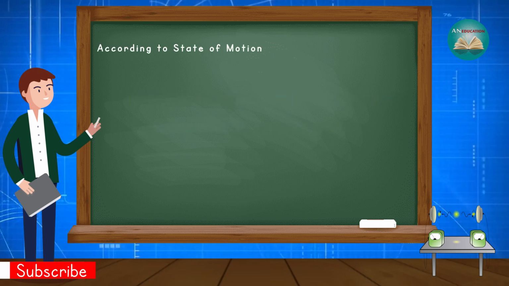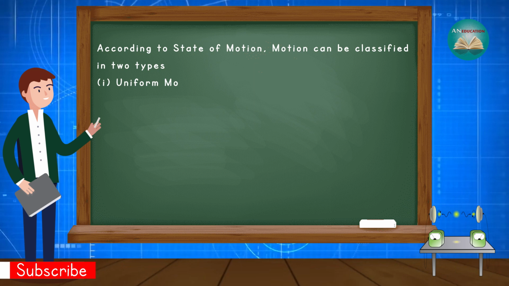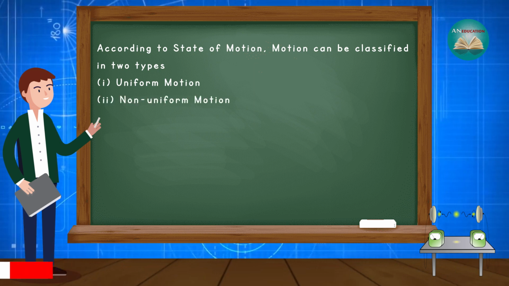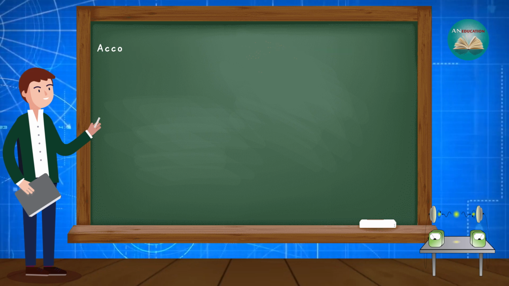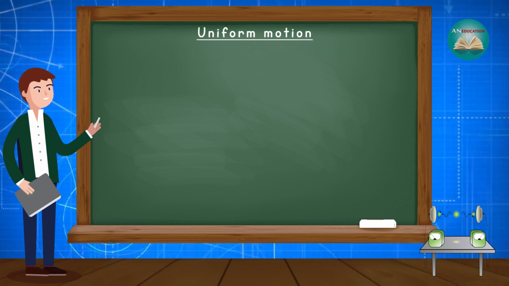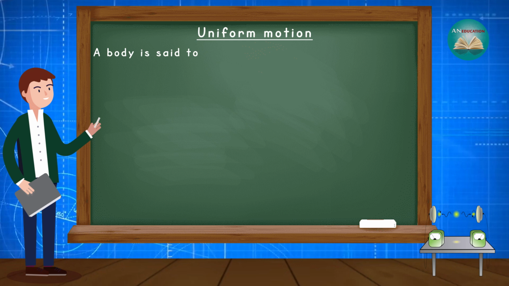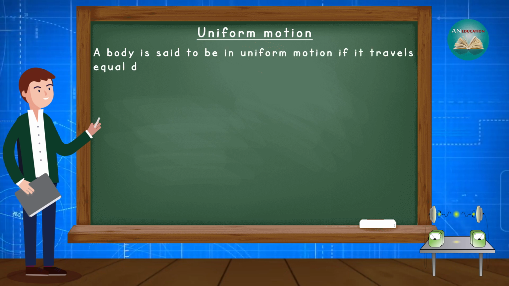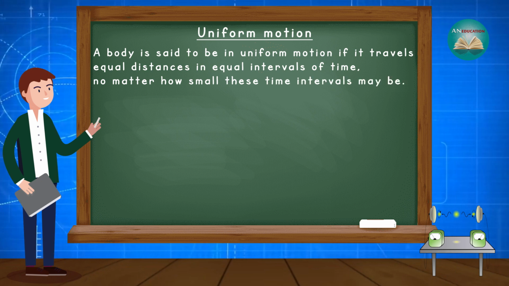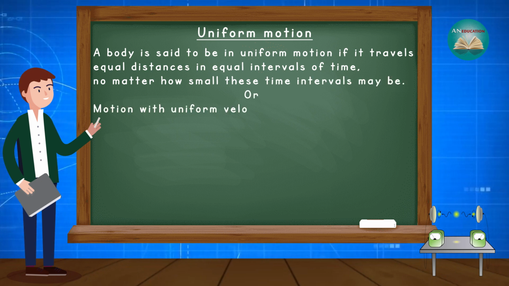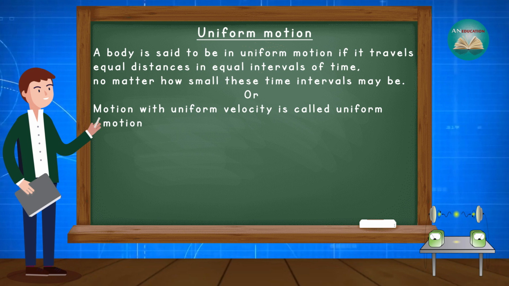According to state of motion, motion can be classified into two types. First, uniform motion. Second, non-uniform motion. So let's start with the first, uniform motion. What is uniform motion? A body is said to be in uniform motion if it travels equal distances in equal intervals of time, no matter how small these time intervals may be. Or motion with uniform velocity is called uniform motion.